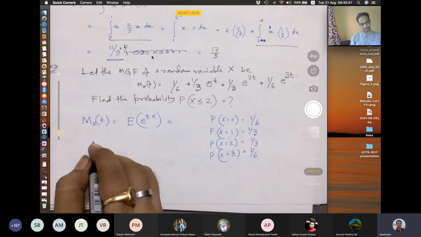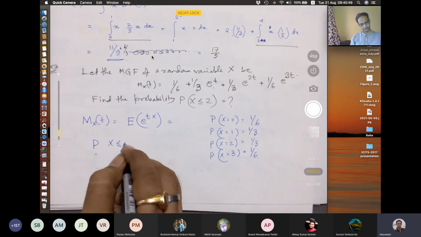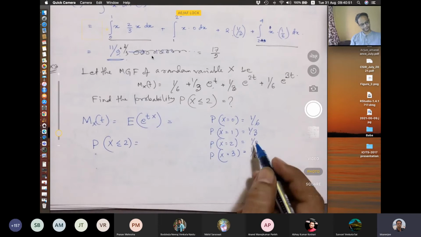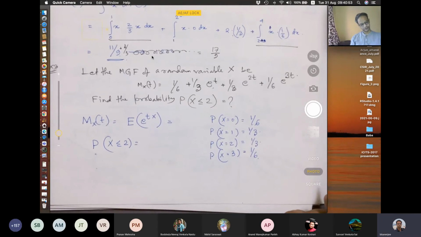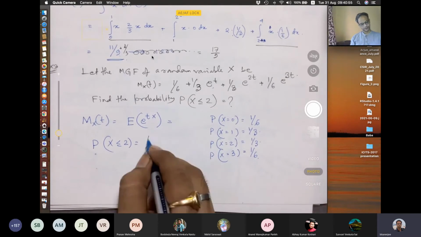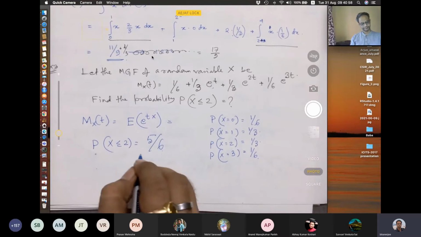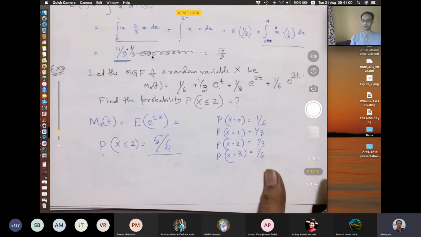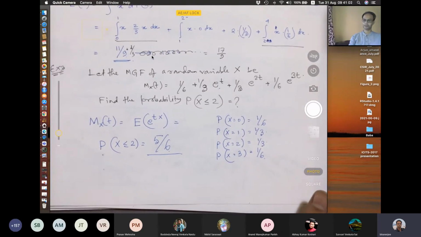Now it is trivial. Probability X less than or equal to 2 is 5 by 6. As simple as that. It's a doable problem.